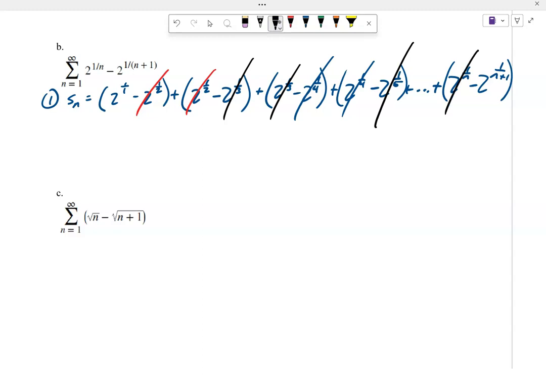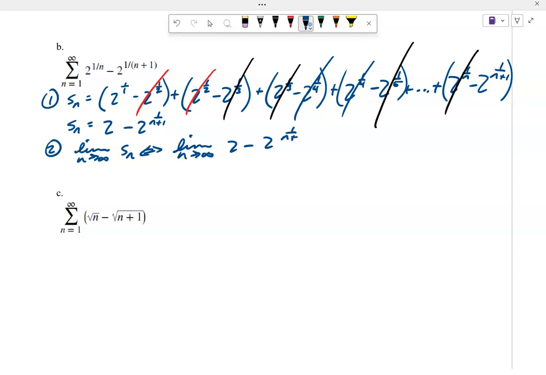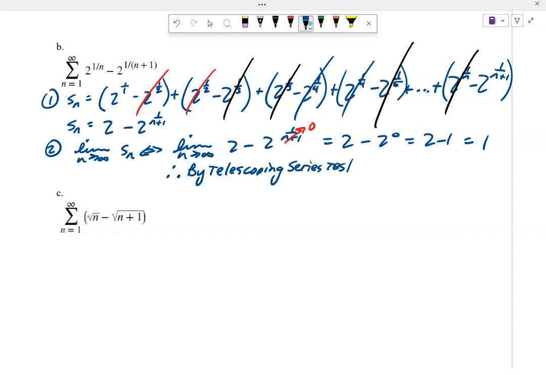So that one will cancel with that one. We're just left with that first and last. So we got 2 to the 1 minus 2 to the 1 over n plus 1. So then we got to think about, does the sequence of partial sums converge? Well, 1 over infinity plus 1, that's a 0. So I got 2 minus 2 to the 0, or 2 minus 1, which is just 1. So the sequence of partial sums converges. By the telescoping series test, then the series converges. And the sum is 1.